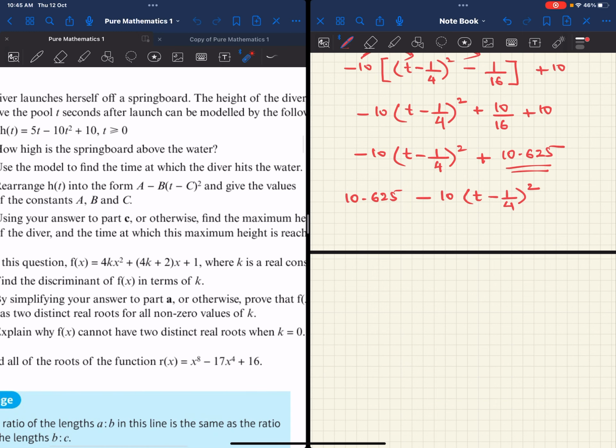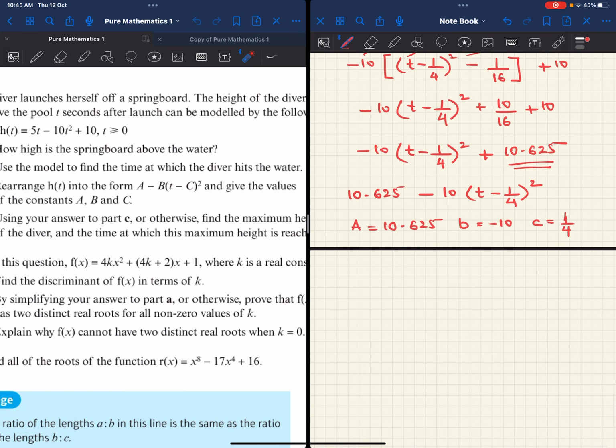Give the values of A, B and C. So my A is 10.625, B is negative 10 and C is a quarter. Here the minus sign is already taken care of. So when I'm writing the value of C, I will just write the quarter and not with the minus sign. That answers part C.